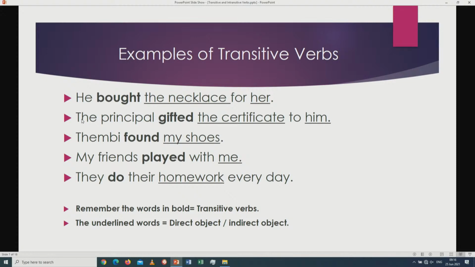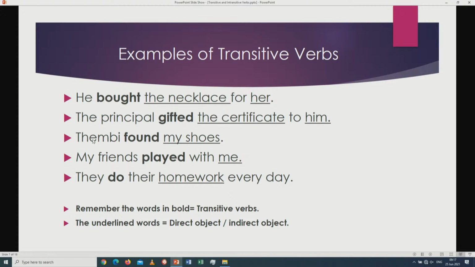The next sentence, the principal gifted the certificate to him. Who? The principal. It's your subject. What did the principal do? He gifted. That's your verb. He gifted what? The certificate. The sentence could actually be the principal gifted the certificate to him. So who, the principal, becomes your subject. Gifted becomes your transitive verb because it carries over onto a direct object.